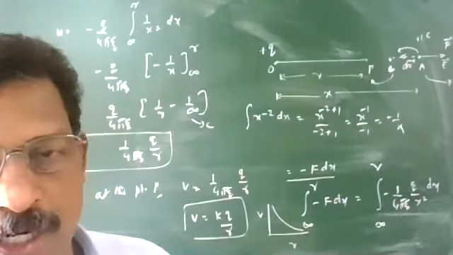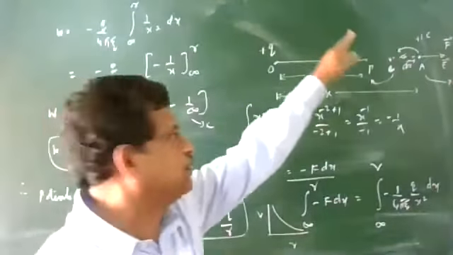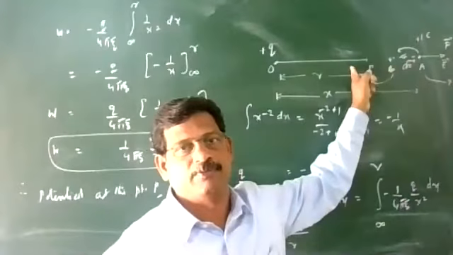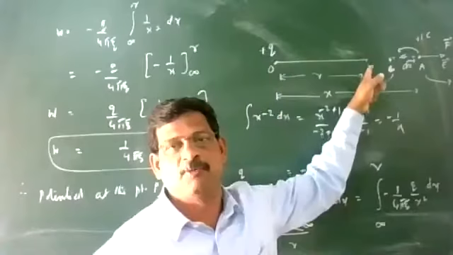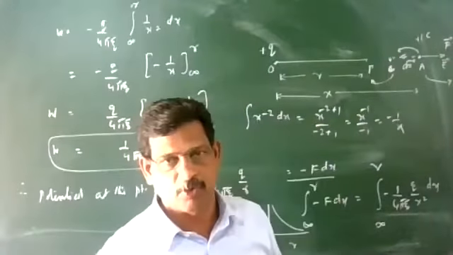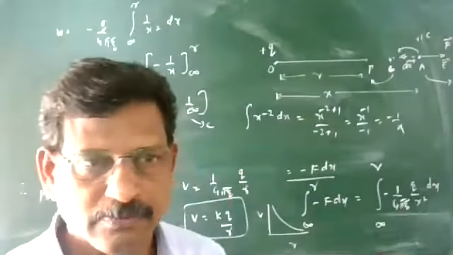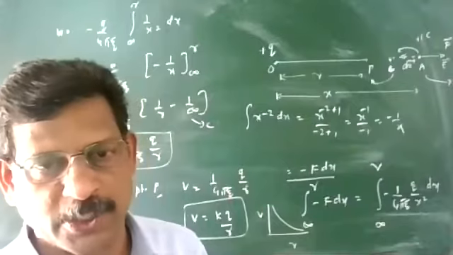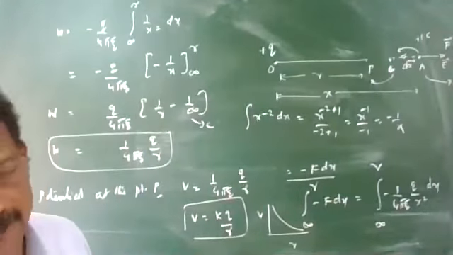Potential is a scalar quantity. If you are having plus Q charge, potential at the point V will be positive. If it is a negative charge, then potential at the point will be negative. So potential for a positive charge at a point is positive, potential for a negative charge at a point is negative. Okay? If Q is positive, potential is positive. If Q is negative, potential is negative.